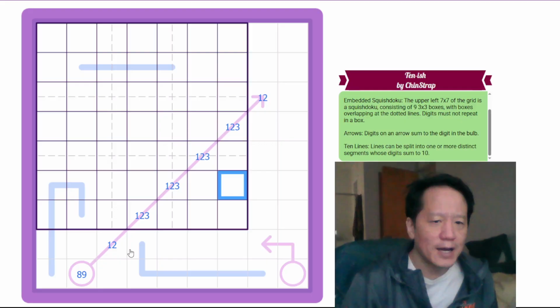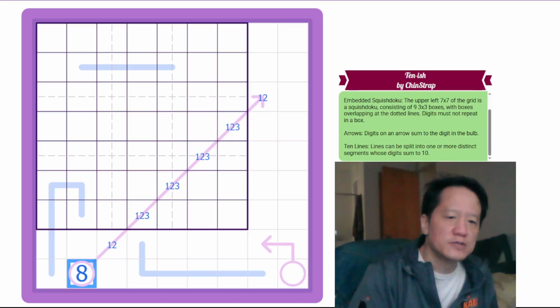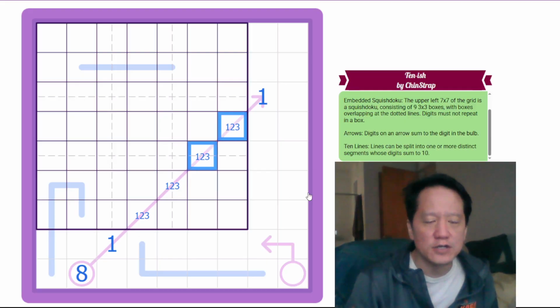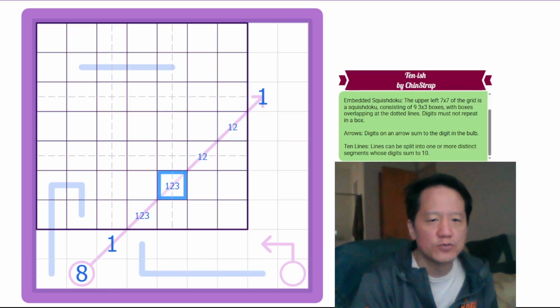Okay, so what happens if we try to make this 8? If this is 8, this has to be 1 and 1 on the outside. It has to be 1, 2, 1 essentially on the inside. 1, 2, 1, 2 in the squish Doku.